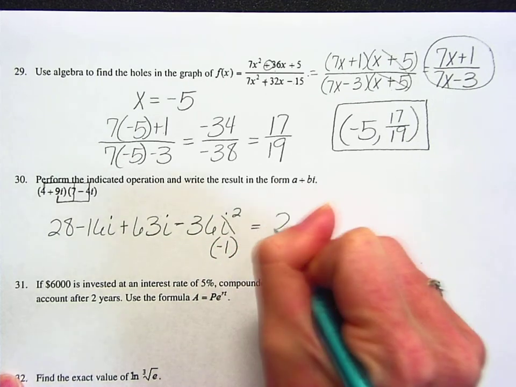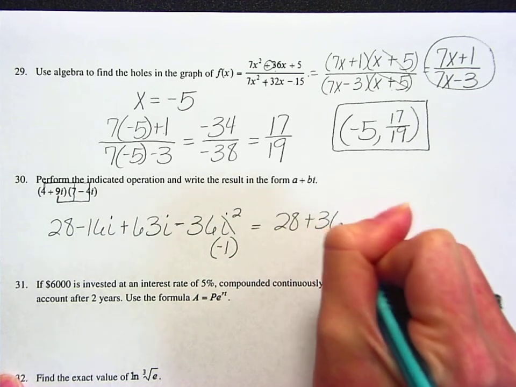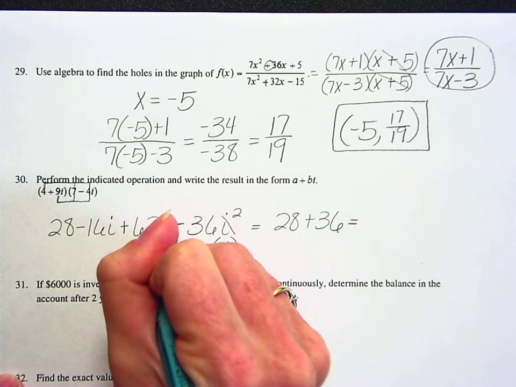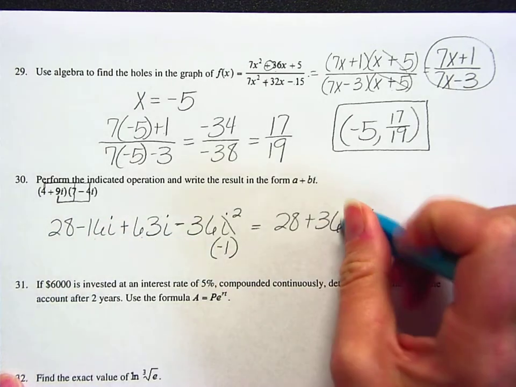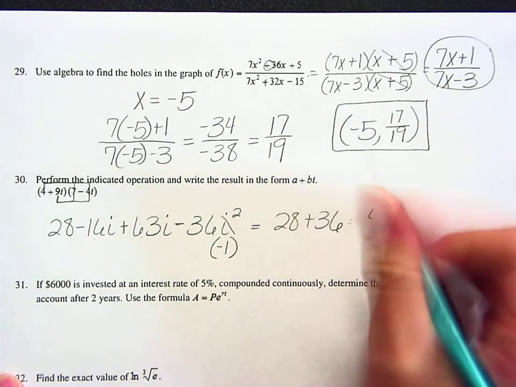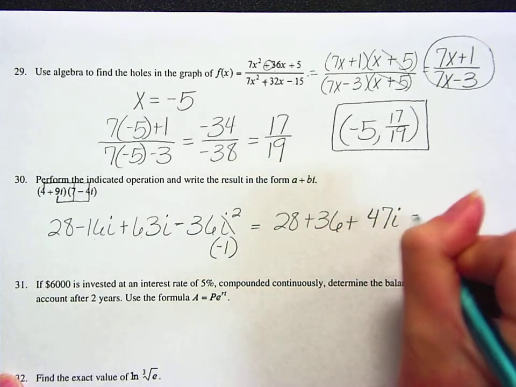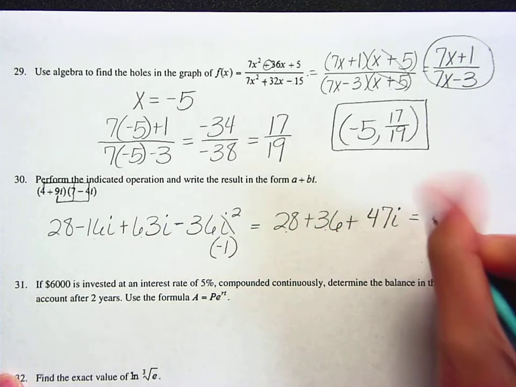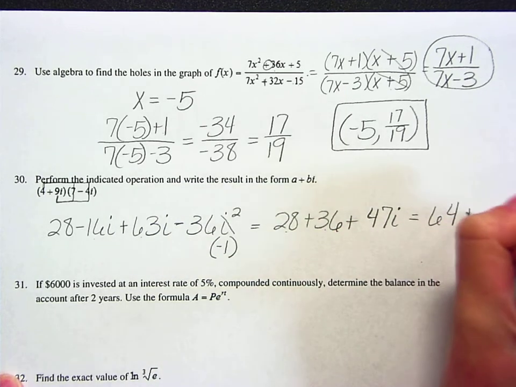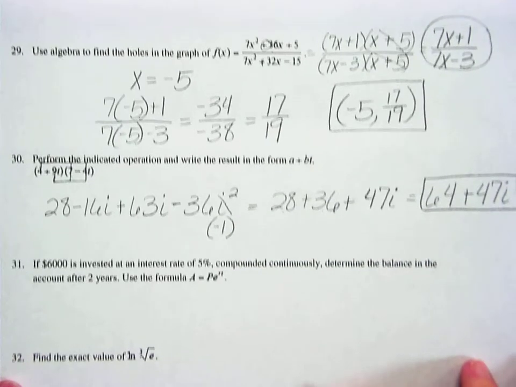But again, remember, I'm going to change that i squared into a negative 1. And so that's going to give me 28. I'm going to go ahead and move this to the front as a plus 36. And then right here, I've got 63 minus 16, so that's going to give me 47. Oops, my equal sign there. So plus 47i. And then finally, I'm going to combine these like terms right here. So 28 plus 36 is going to give me 64, plus 47i. So always be sure you change those i squareds into negative 1s and just get them out of the way.